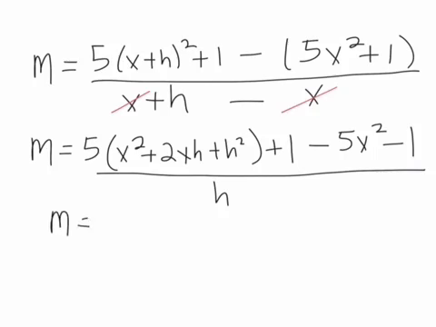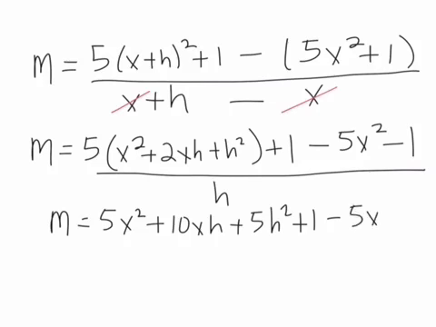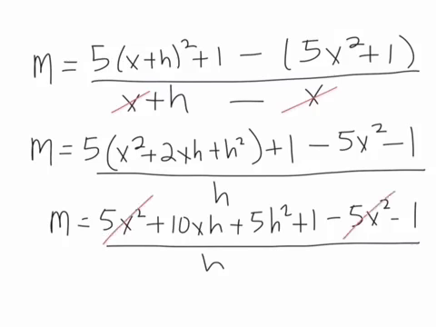Now, with more simplifying, I'll multiply the 5 through and we get 5x squared plus 10xh plus 5h squared plus 1 minus 5x squared minus 1 all over h. And now the fun begins. We can add things up to 0. So 5x squared and minus 5x squared add up to 0, and plus 1 and minus 1 add up to 0. On the next page, we'll simplify this a little bit more.